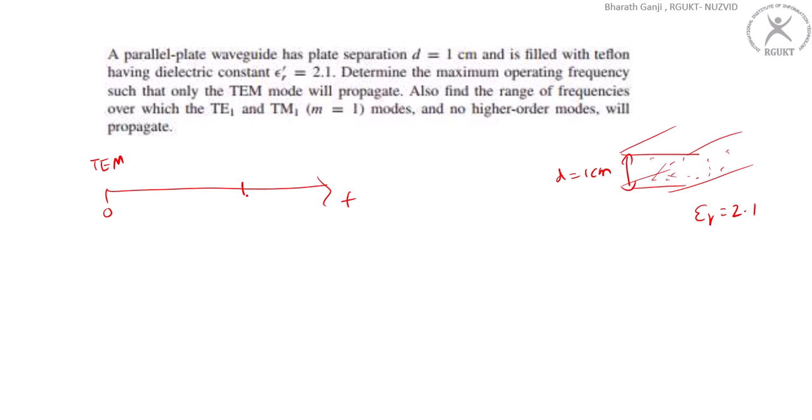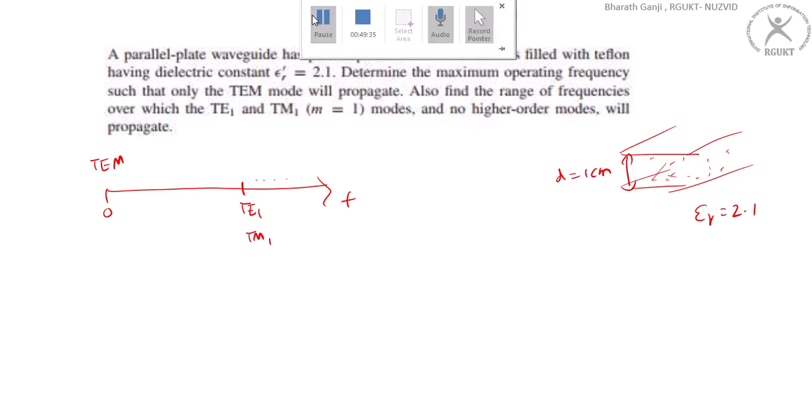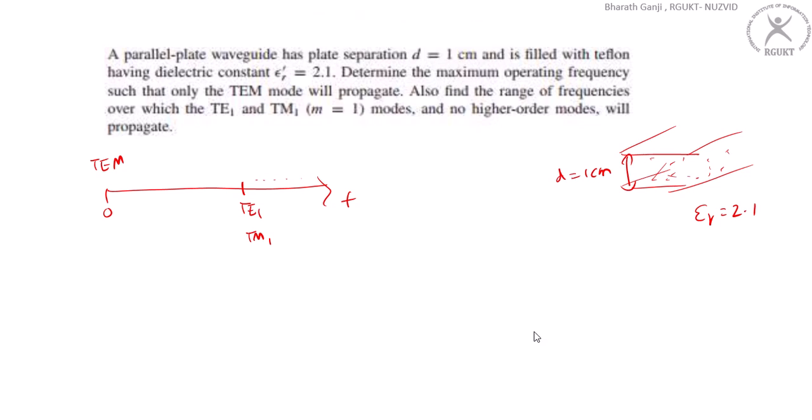The first higher order mode will be the TE1 mode or TM1 mode, and after that you get the next higher order modes. These are the higher order modes that you will see. In order to have only the TM mode propagating inside your waveguide, this will be your highest operating frequency. For that, we need to know the cutoff frequency of the TE1 mode or TM1 mode.